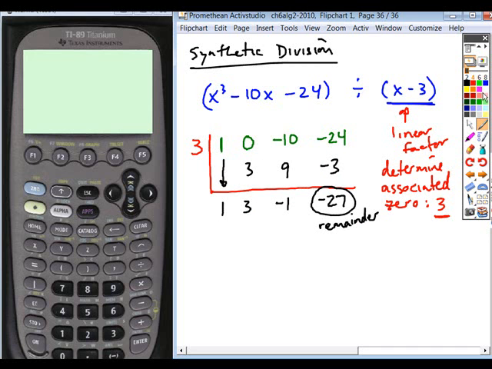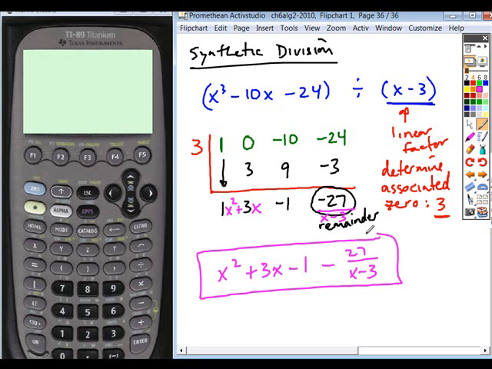When you write your answer, because we're dealing with these linear factors, we just decrease the power by 1. So this becomes an x squared, then an x, then a constant, and this remainder you put over the original factor. So your answer for this would be x squared plus 3x minus 1 minus the remainder 27 over x minus 3.